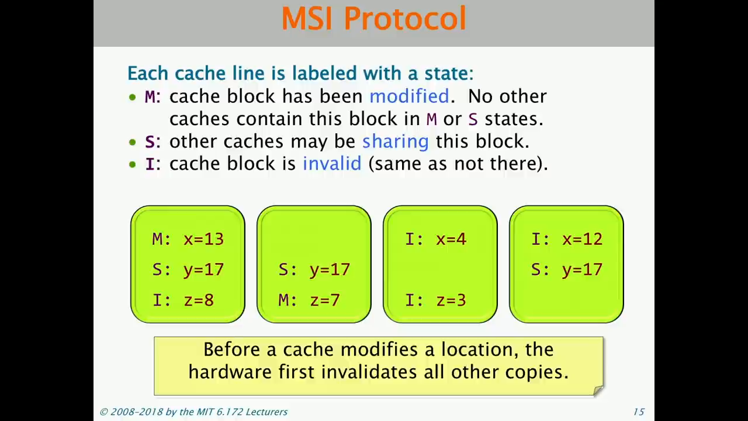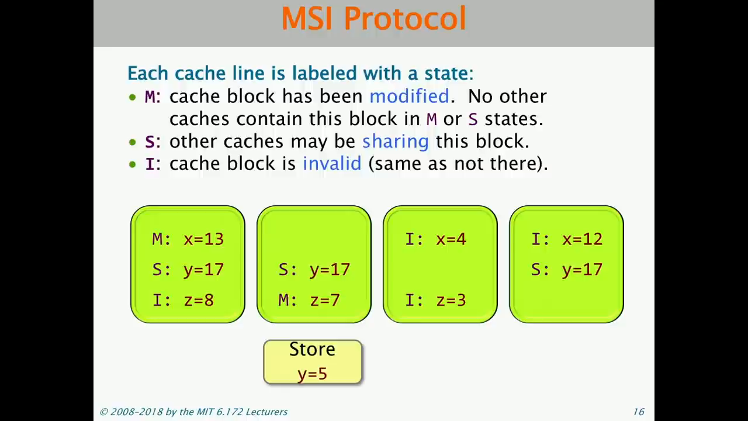So let's see how this works. Let's say that the second processor wants to store y equals 5. Previously, the value of y was 17, and the cache line containing y equals 17 was in shared state. So now when I do y equals 5, I'm going to set the second processor's cache line to modified state. And then I'm going to invalidate the cache line in all of the other caches that contain that cache line. So now the first cache and the fourth cache each have a state of I for y equals 17 because that value is stale.